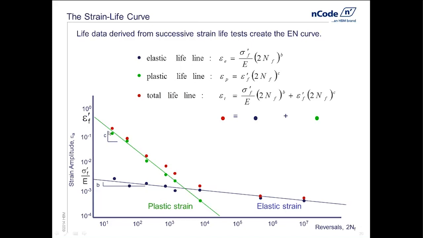And those four pieces of data, B and C as the slopes, and sigma F prime and epsilon F prime, basically are the parameters I need to describe the strain life curve. So the strain life curve actually is the addition of those two straight curves in log-log space. So we're going to actually do our calculation with this red curve. This is the actual strain life curve, but it is actually computed from separate regressions to elastic and plastic strains.